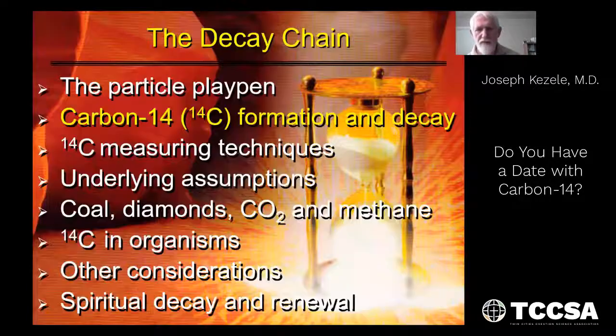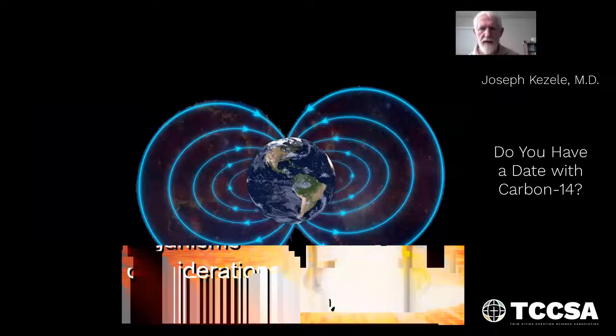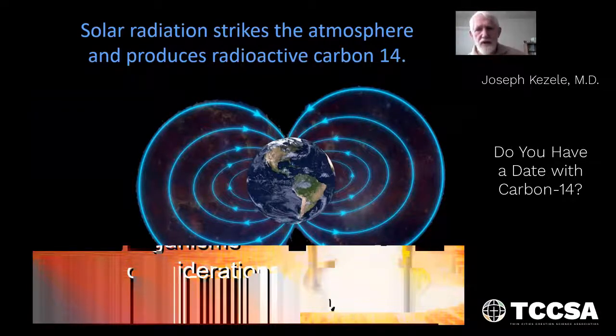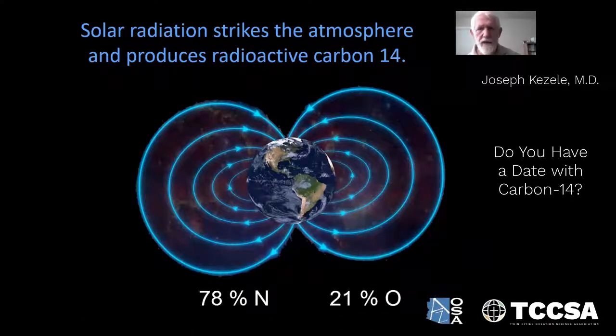Let's talk about how carbon-14 is formed and decays. Here you see a representation of the Earth and its magnetic field shielding it. Solar radiation strikes the atmosphere and produces carbon-14. Folks who have a medical background know that the atmosphere is 78% nitrogen and 21% oxygen. That's why when we say keep the patient on room air, we're talking about 21% oxygen, as opposed to supplementing with higher amounts from an oxygen source.